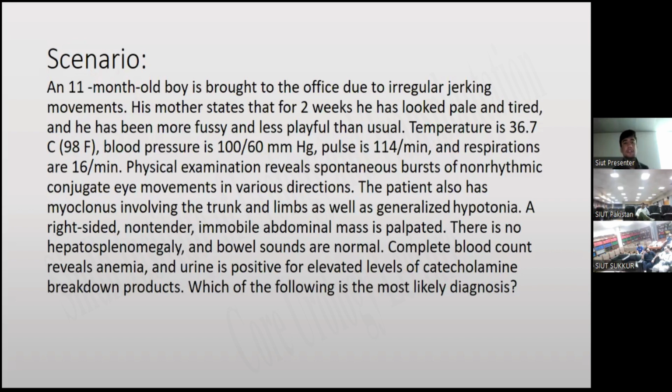The child presents with irregular jerky movements, looks pale and tired, and has been less playful than usual. Temperature is 36.7, blood pressure is 90/60, pulse is 140 per minute, respiratory rate 16 per minute. Examination reveals spontaneous, irregular, conjugate eye movements in various directions. The patient also has myoclonus, as well as generalized symptoms.